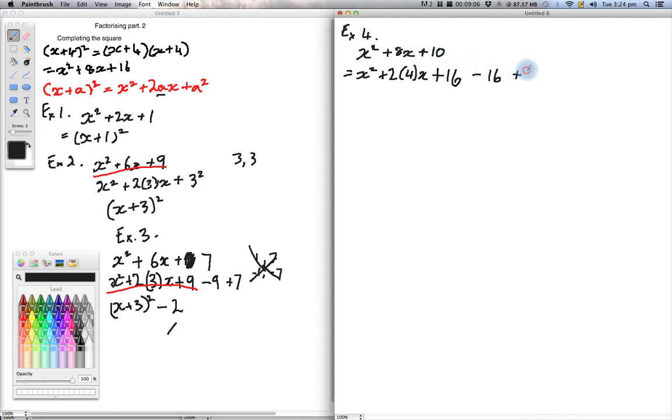Plus 10. So let's see, in blue now, this bit is a perfect square. That bit there is a perfect square. And this other bit's just sort of hanging around. So with the perfect square, we can factorize the perfect square, x plus 4 squared, and this bit's still hanging around, minus 16 plus 10, well, that is minus 6.